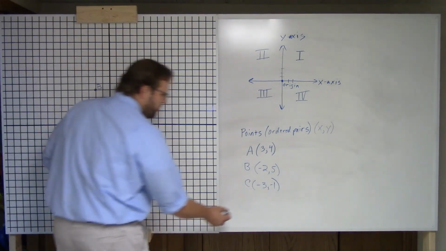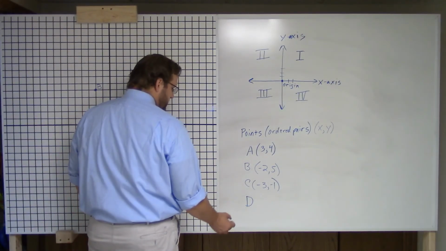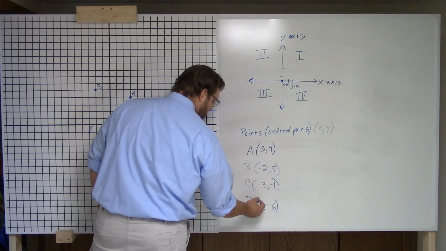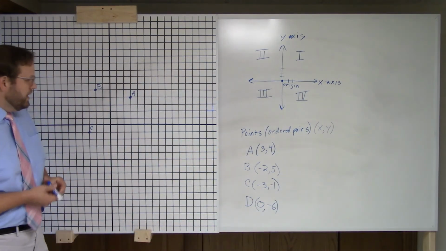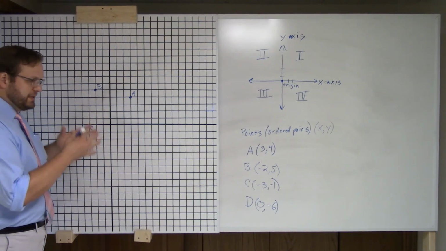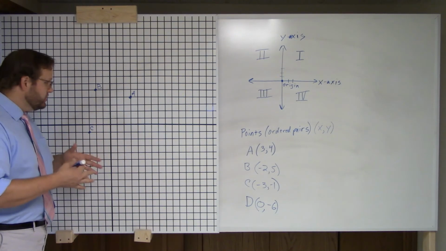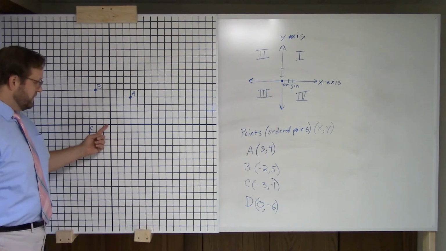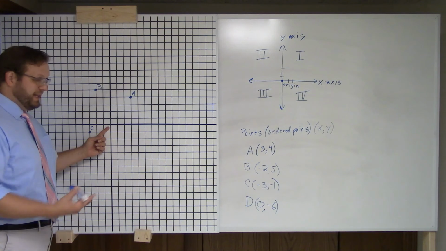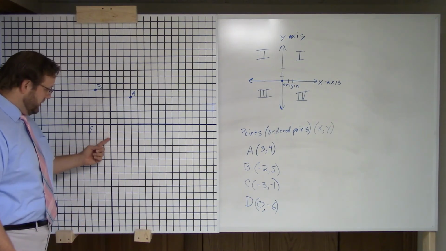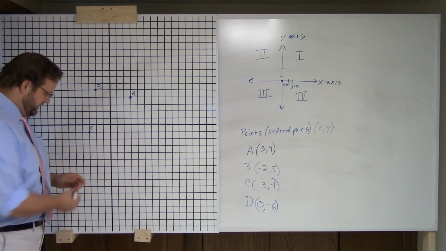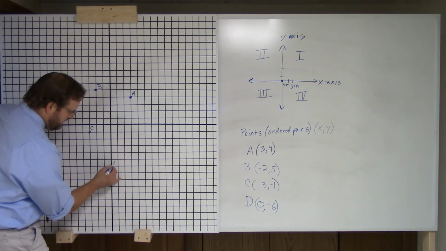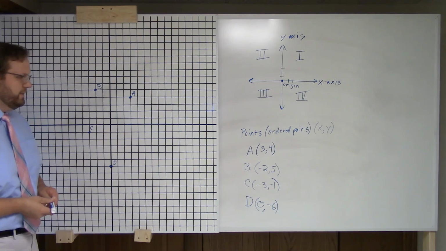One more. How about point D being 0, -6? Now, that 0, -6, the 0 is your x-coordinate. That tells you how to move on your x-axis. Well, if it's 0, I'm not moving at all. So I start at that origin and I stay there. But then I go down 6. I go 2, 4, 6. And that is point D.